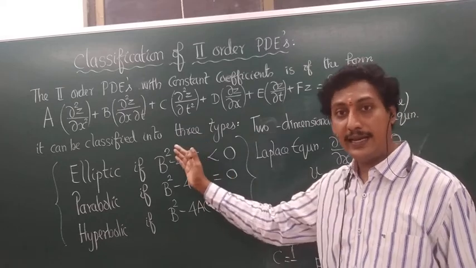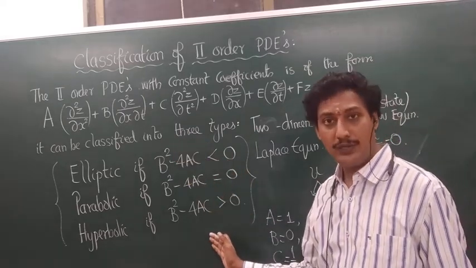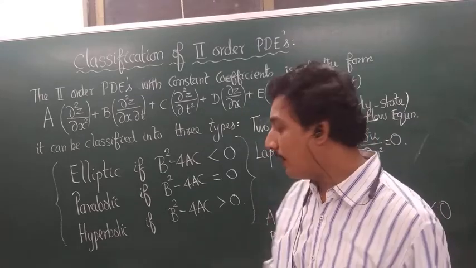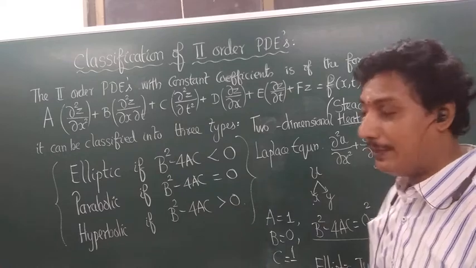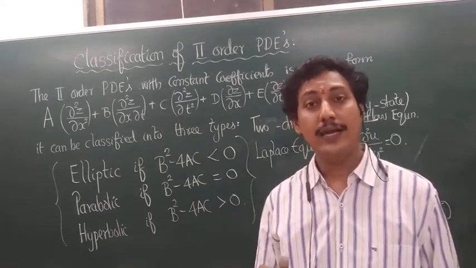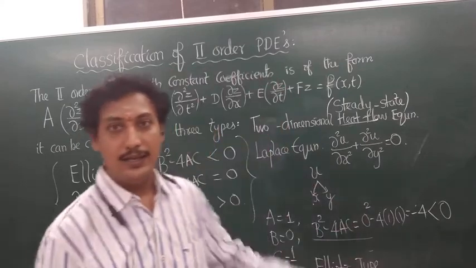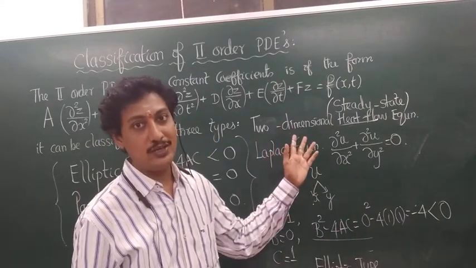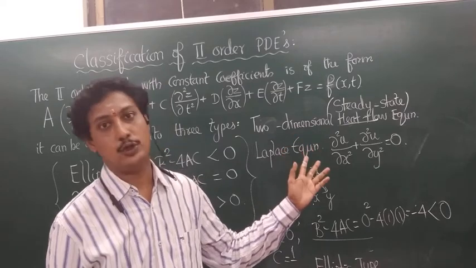If it is negative, it is elliptic; if it is equal to 0, parabolic; if it is positive, it is hyperbolic. The example for hyperbolic is the one-dimensional wave equation. The example for parabolic is the one-dimensional heat flow equation. The example for elliptic is the two-dimensional heat flow equation under the steady state, often called the Laplace equation.